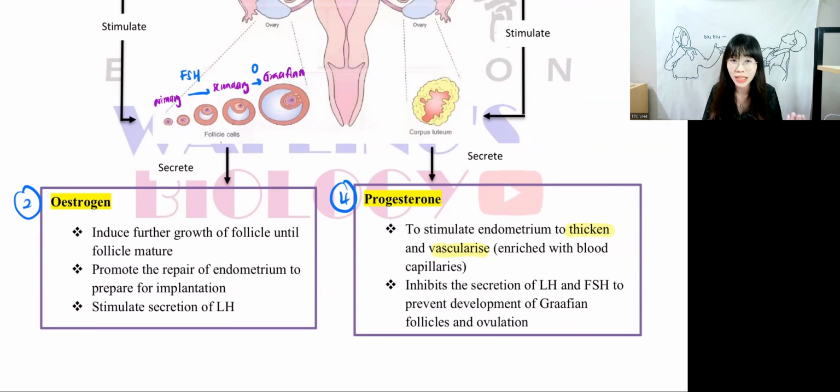FSH is to stimulate follicle. LH is to stimulate ovulation, right? Now, how does this thing happen? Okay, we have to imagine a situation.